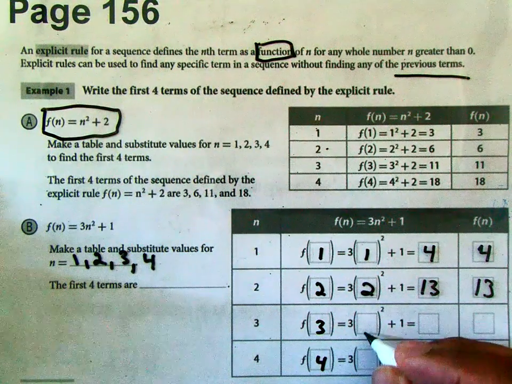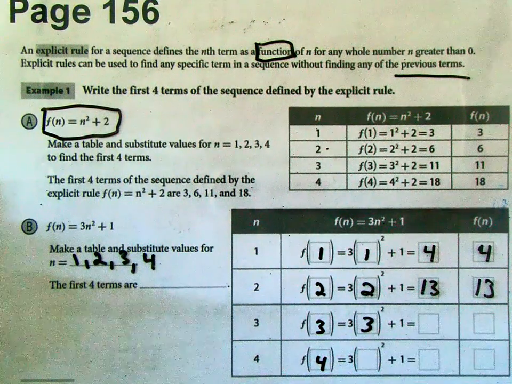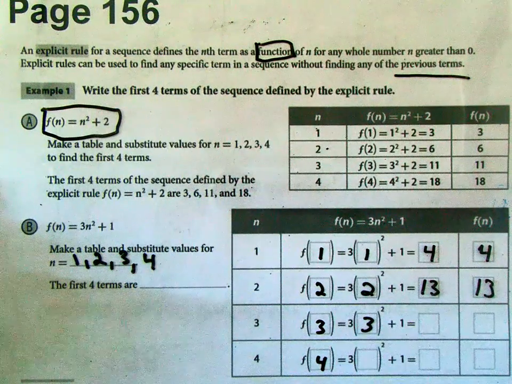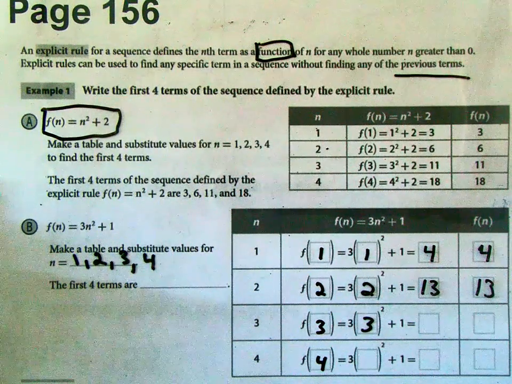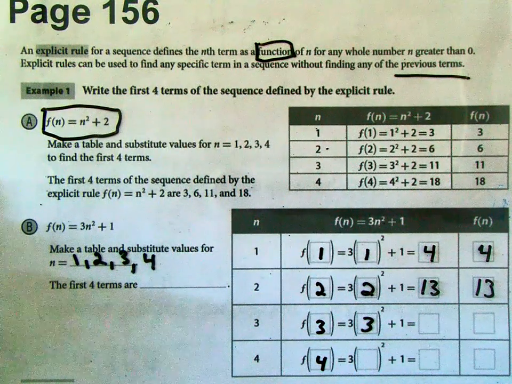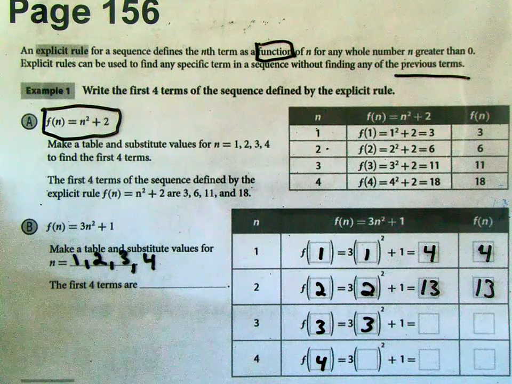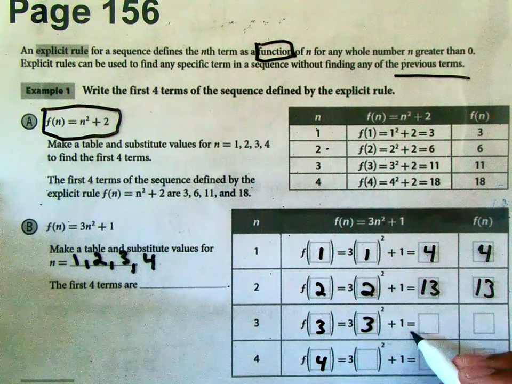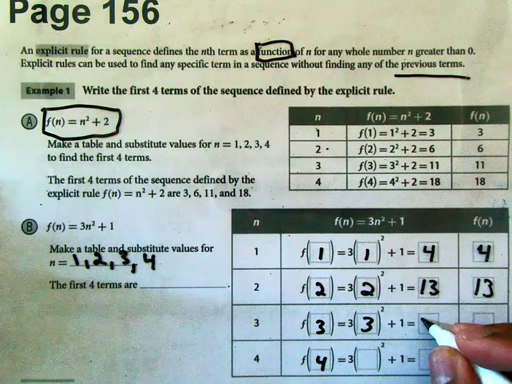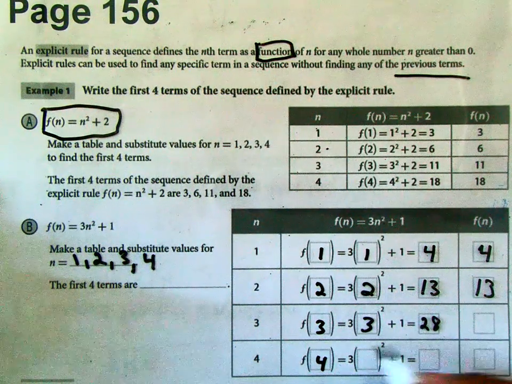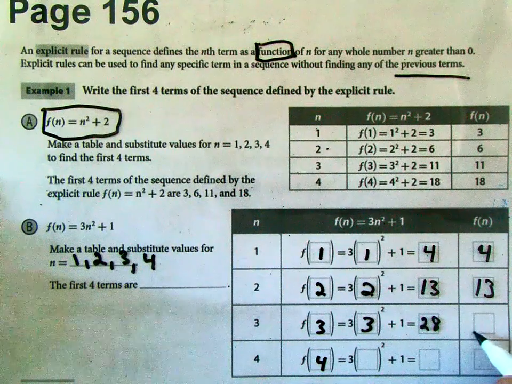Now we're going to plug in 3. 3 squared is 9. 9 times 3 is 27. And 27 plus 1 is 28. So when we plug in 3, we get 28.